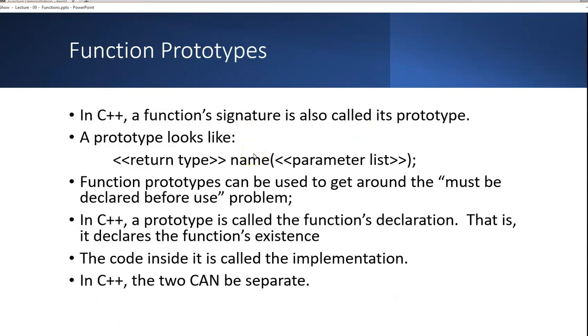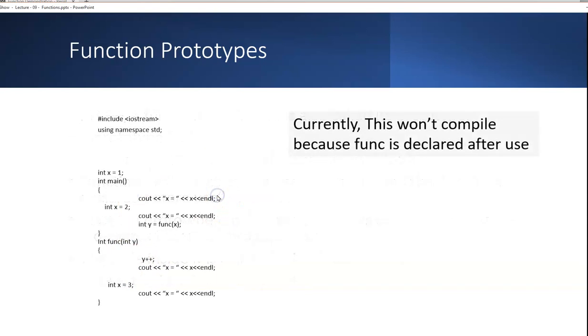So, in C++, a function signature is also called its prototype. A prototype looks like return type, name, and a parameter list, followed by a semicolon. Function prototypes can be used to get around the must-be-declared-before-use problem. In C++, a prototype is called the function's declaration. That is, it declares the function's existence. The code inside it can be called the implementation. In C++, the two can be separate.